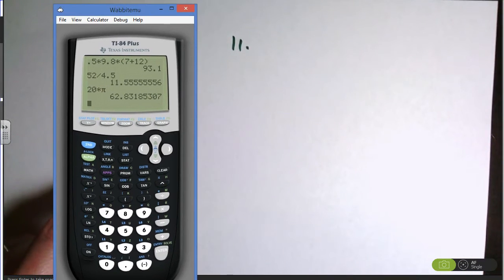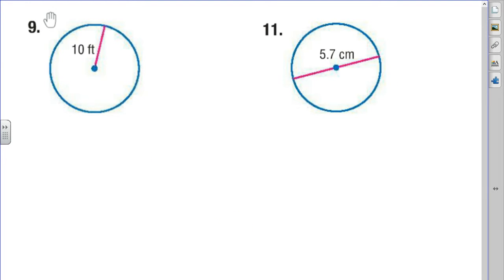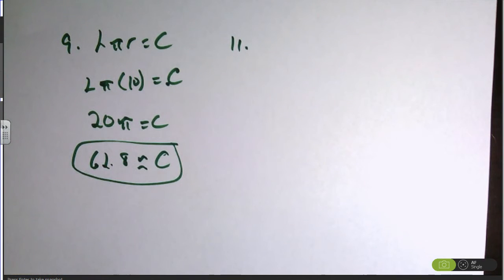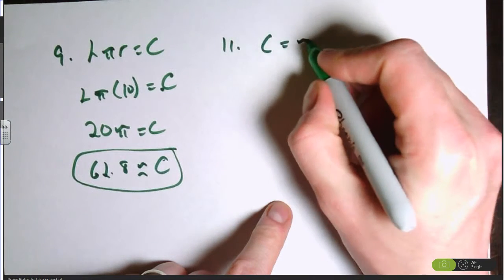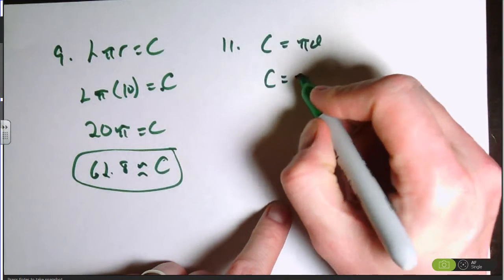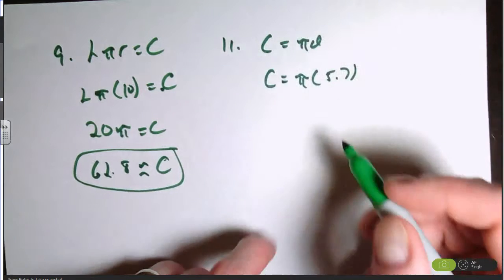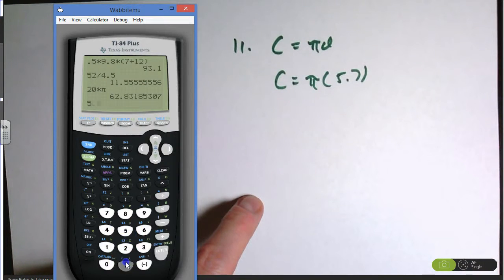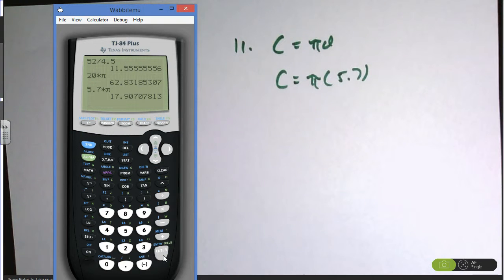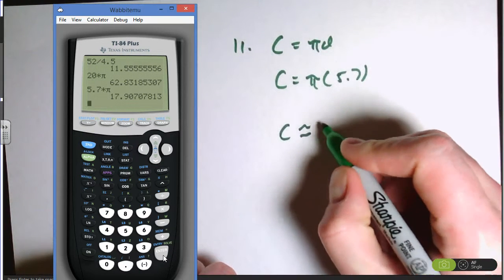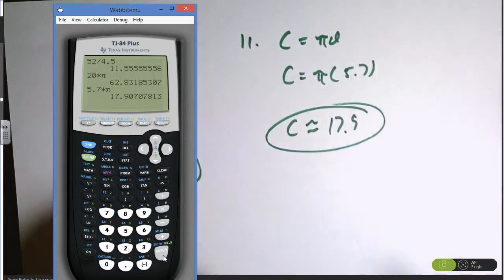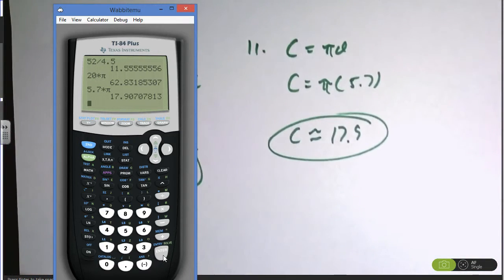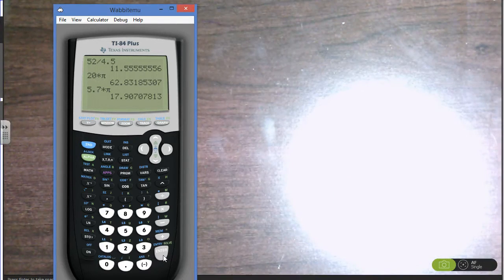Number 11, the next one to look at. This one, they've given us the diameter, which is 5.7 feet, so we can use pi d. So pi times 5.7 is 17.91, or to the nearest tenth, the circumference is 17.9. So there we go for those two. Now for the next problem I want to take a look at.